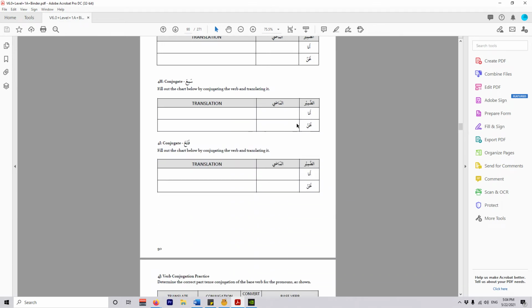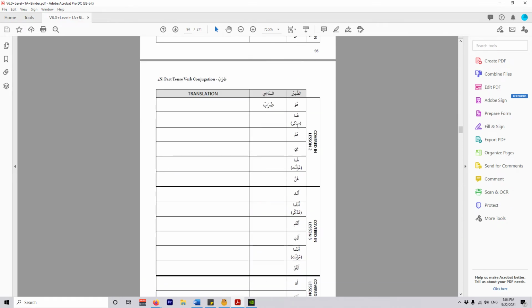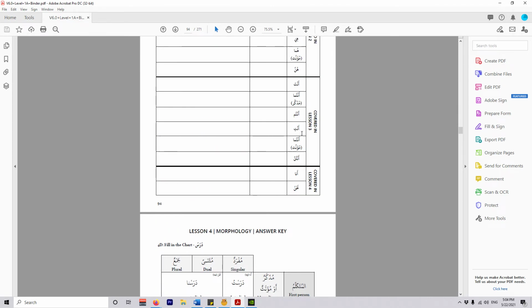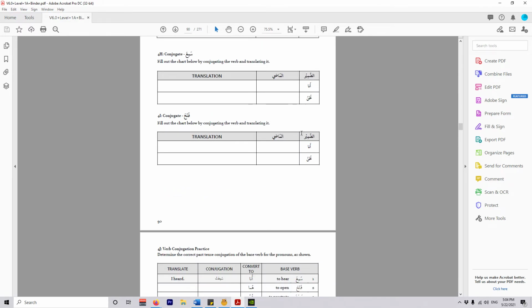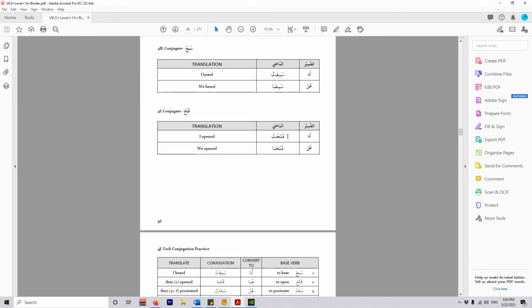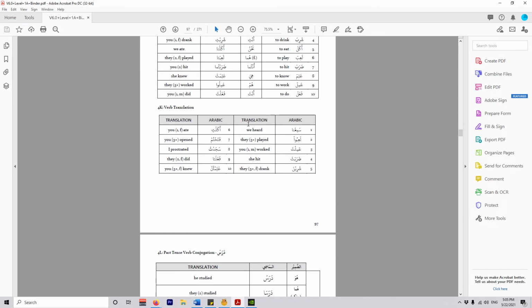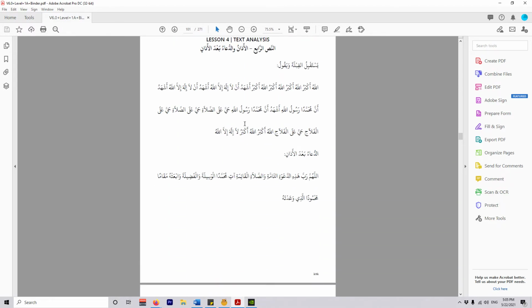And there might be an answer key for this as well. Let me just double check here. Looks like it. Yep. So if you have any questions about these exercises, feel free to reach out to me and I can get back to you regarding them. But that is basically the gist of lesson 4.